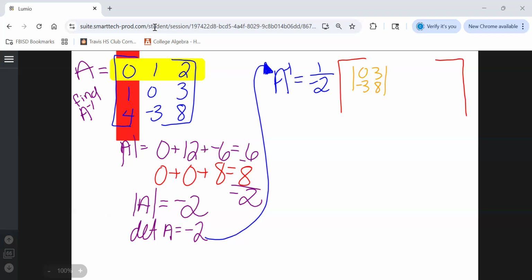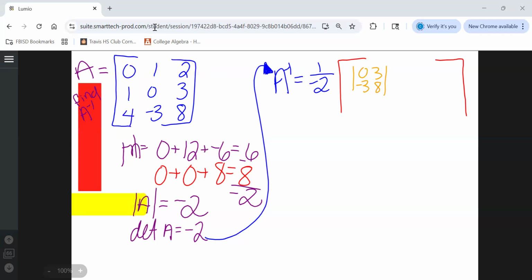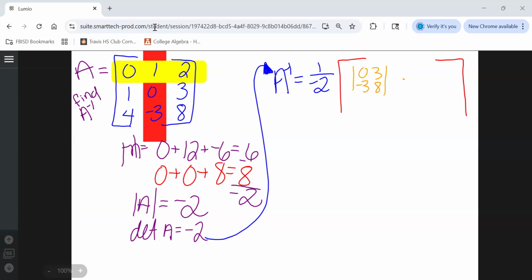Now we're going to do the same thing, but with the next piece. So now I want to find this middle piece right here. So I'm looking at the corresponding piece here. So see how we have a 1 in that spot? I'm going to cover up the row and I'm going to cover up the column. Everything that's left is what I'm finding the determinant of. So I have 1, 3, 4, 8.